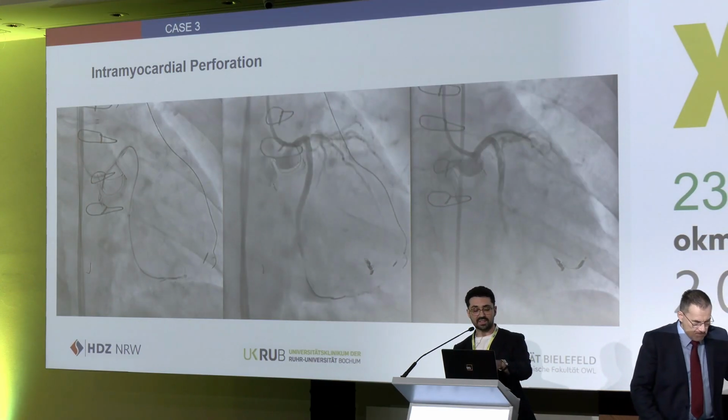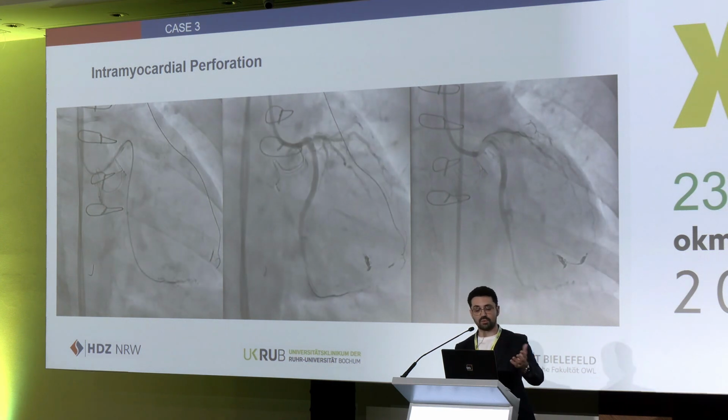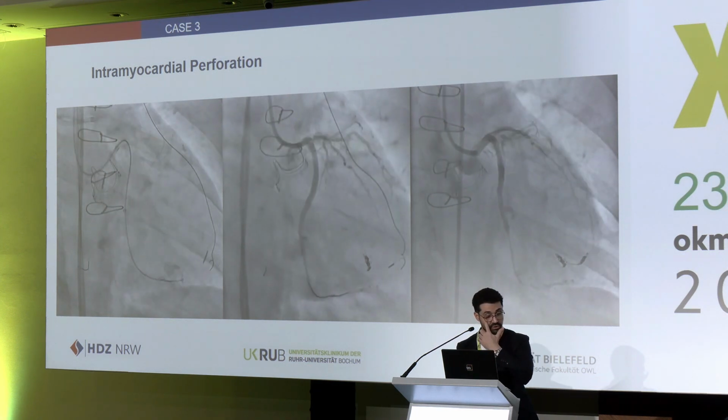There was some bleeding still after coiling, but going to the ventricle. So you can check in multiple views if it goes to the ventricle, and so you can leave it.